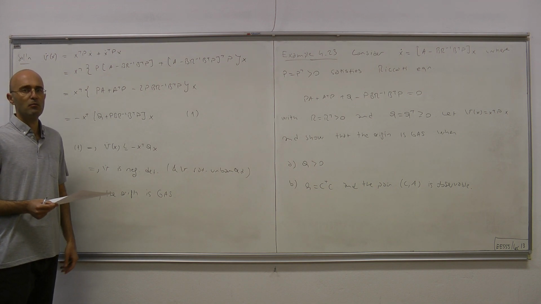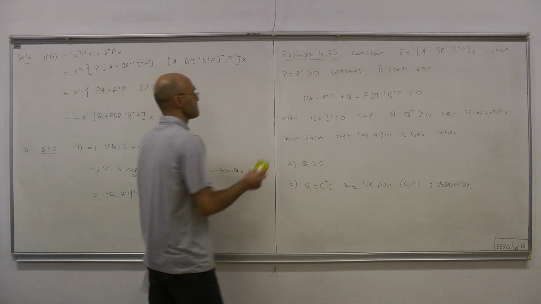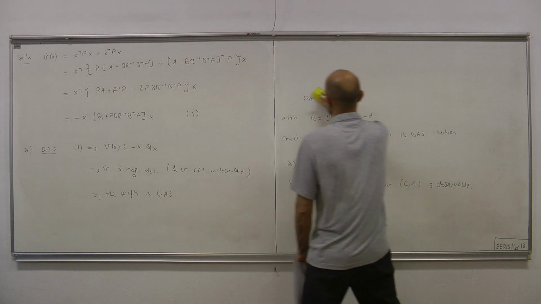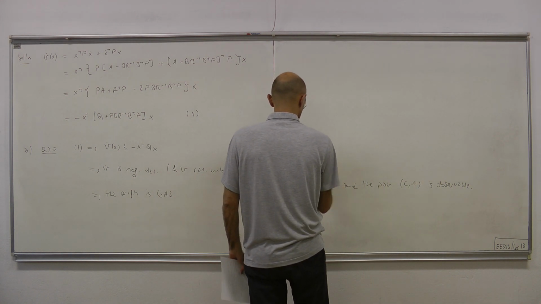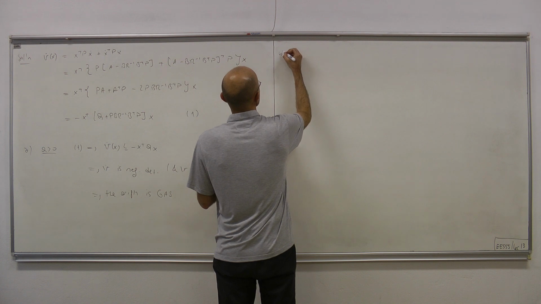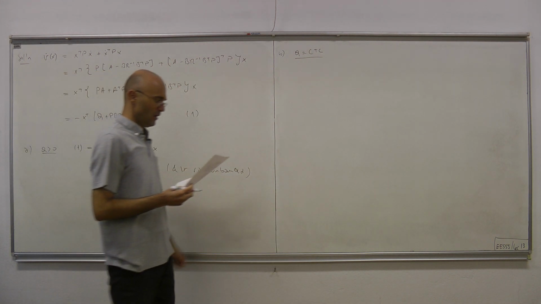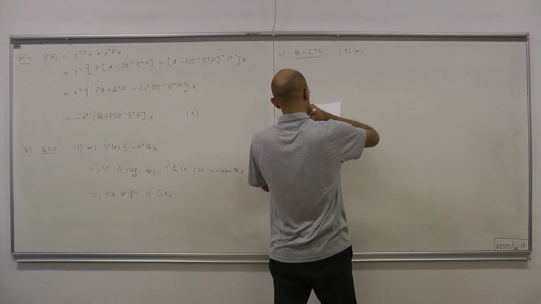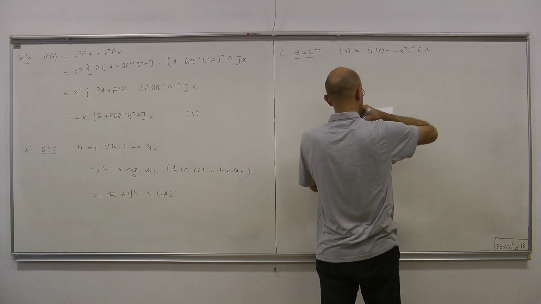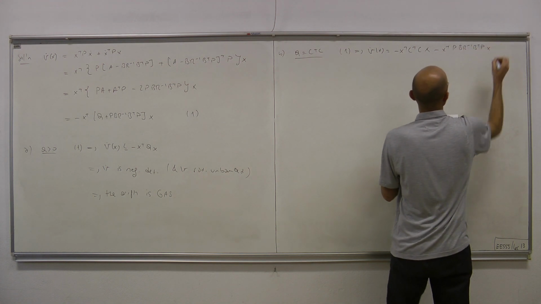Okay. Now let's look at the more interesting case, part B, where we have Q only positive semi-definite, where Q equals C transpose C. Okay, now again, equation 1 gives us V dot of x equals minus x transpose C transpose C x minus x transpose PBR inverse B transpose P x.